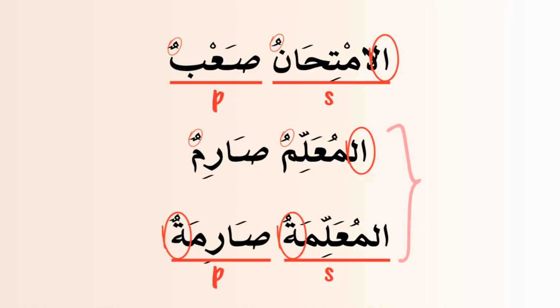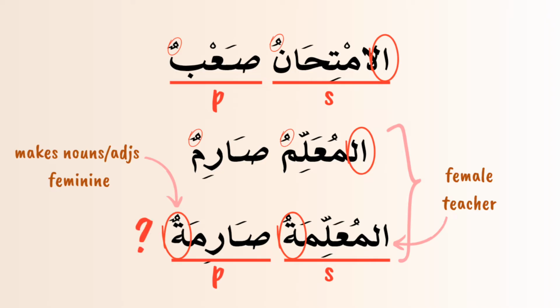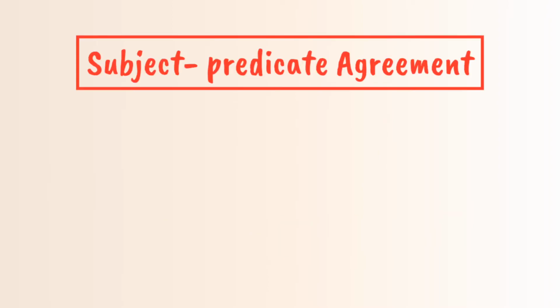If you are not familiar with تاء مربوطة, then it's essentially what we add to many nouns and adjectives to make them feminine. So in this example, المعلمة is a female teacher. But why did we add تاء مربوطة to the predicate as well? It's because of what we call subject-predicate agreement. This agreement is in terms of gender and number.